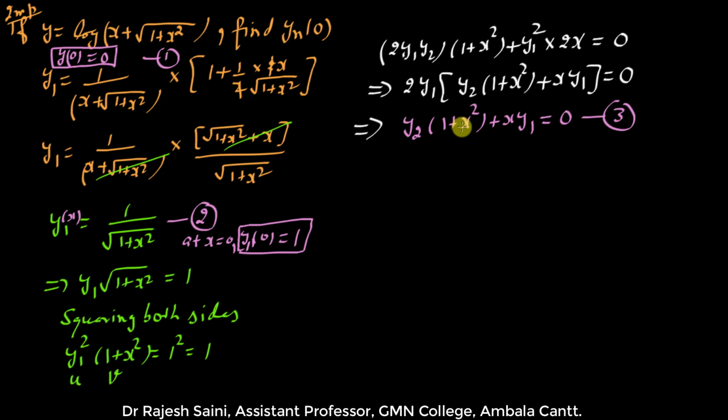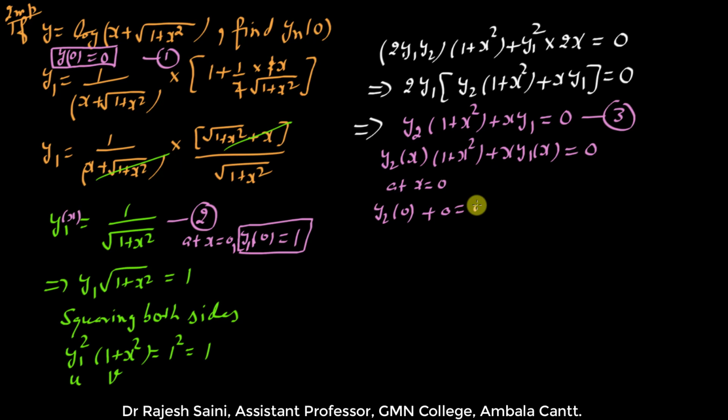Similarly, find here y2(0). Here nothing is written. Can it be written something like, because its argument is x, it can always be written that way, because y1 implicitly implies y1(x). Now at x is equal to 0, what will we get? y2(0) into 1 plus 0 is 1, plus x is 0, this will be 0, is equal to 0, implies y2(0) is equal to 0.